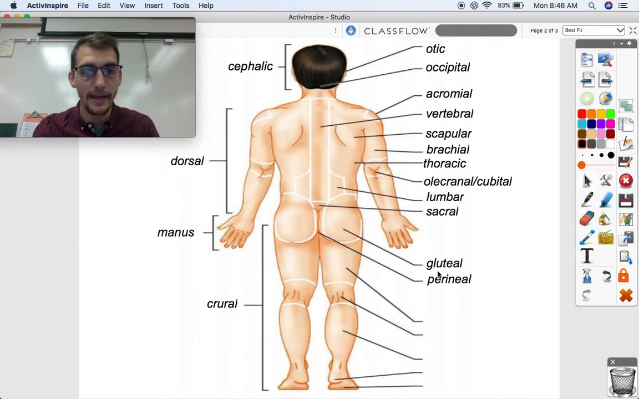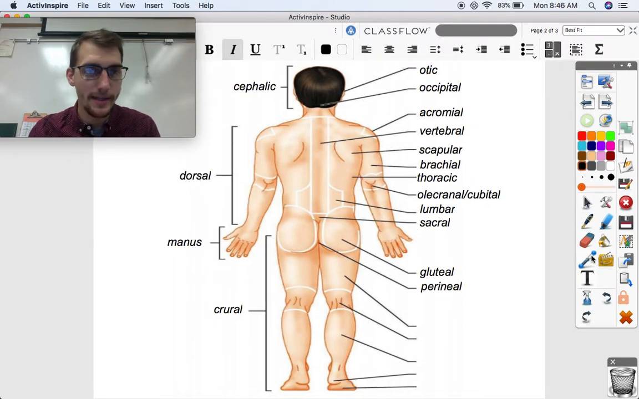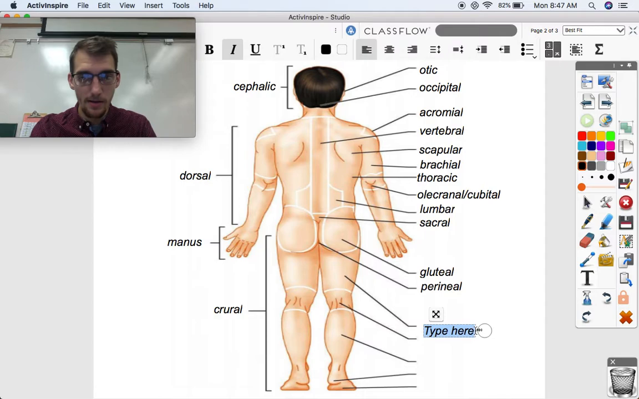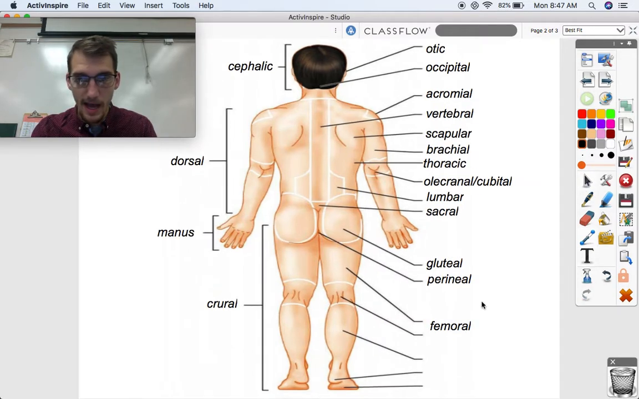Okay, this bracket over here, once again, we are referring to the crural region. So that's your leg again. Not sure why it was like that on the front side, unless I'm making a mistake. But if I am, I'm going to let you know, all right? Back here, we got another repeat. This is the femoral region, referring to the thigh.